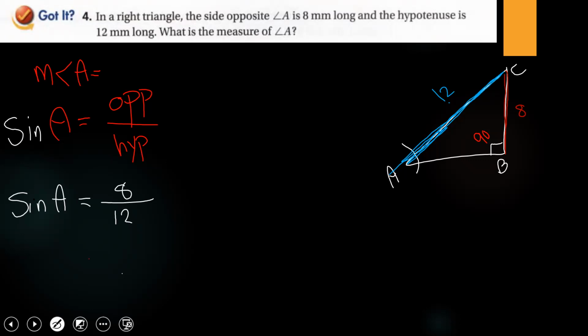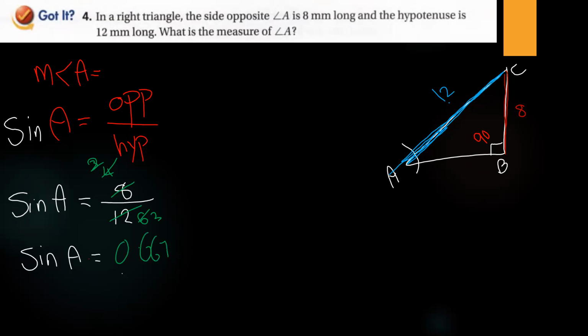Then after that, let's continue. Sine A is 8 over 12. Now let's divide 8 over 12. It equals 0.6666. Let's say that 8 divided by 2 is 4, 12 divided by 2 is 6, 4 divided by 2 is 2, 6 divided by 2 is 3, so it's 2 over 3, or let's say that it is 0.667.